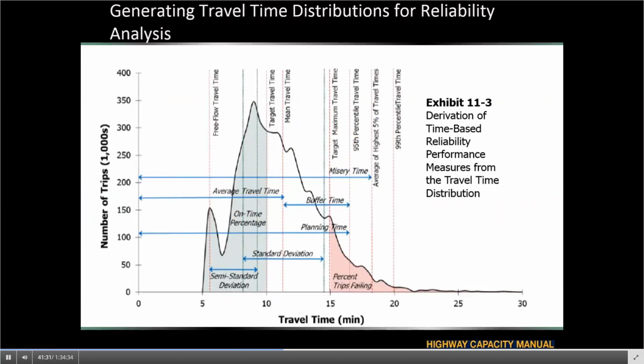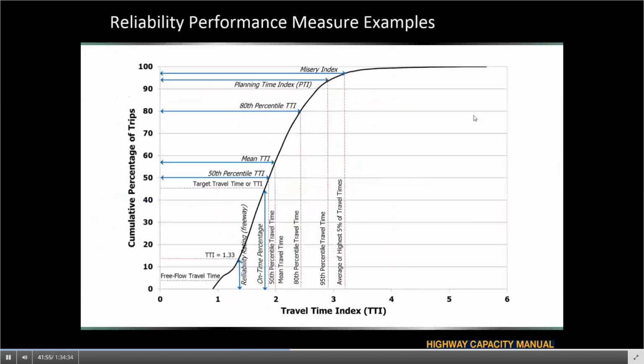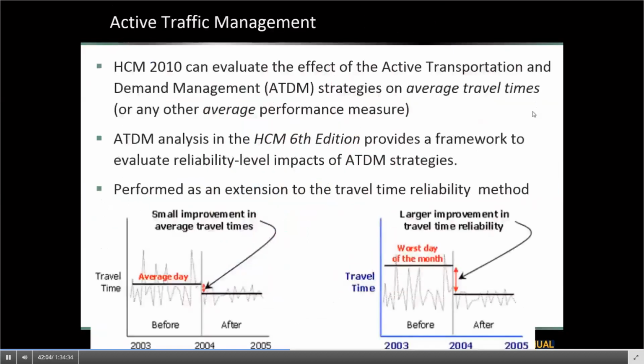While agencies are now routinely starting to quantify reliability based on existing conditions through probe data and speed and travel time data available, the ability to predict reliability for a new facility or to predict the impacts on reliability based on some sort of investment is something that's unique to the HCM. And so both the travel time distribution as well as the cumulative distribution of travel times is directly an output of the new HCM methodology.